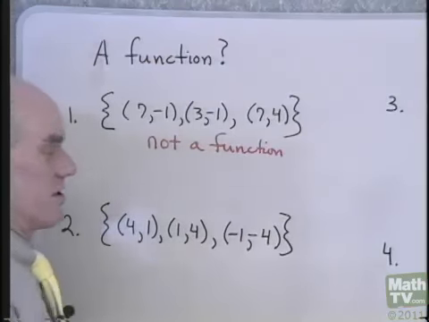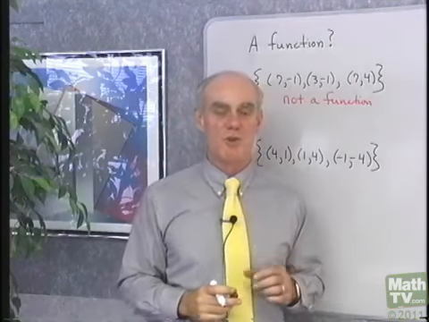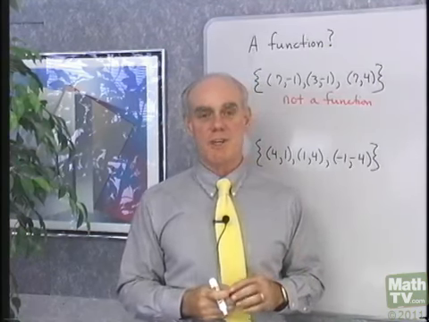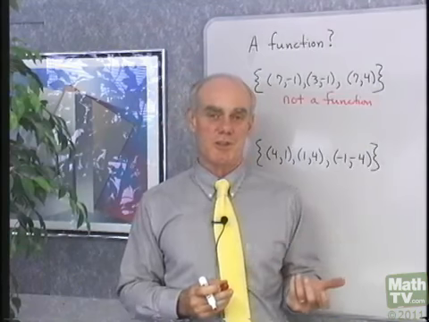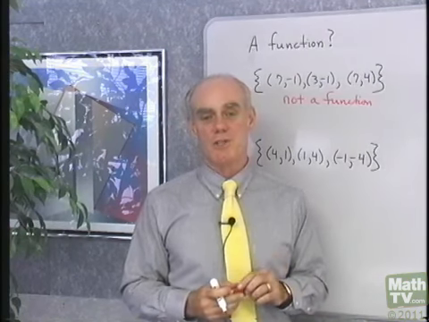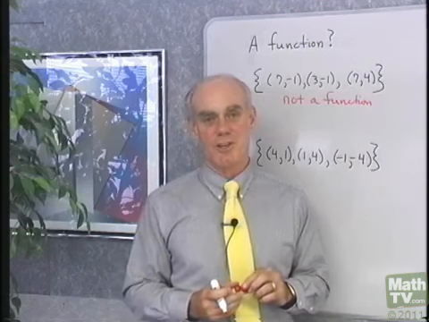So the restriction is this: any set of ordered pairs in which no two different ordered pairs have the same first coordinate, that's a function. That's the same as saying a function is a rule that pairs elements in the domain with elements in the range such that no two elements in the range come from more than one element in the domain.